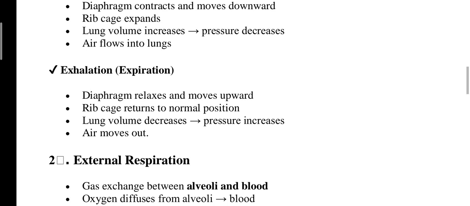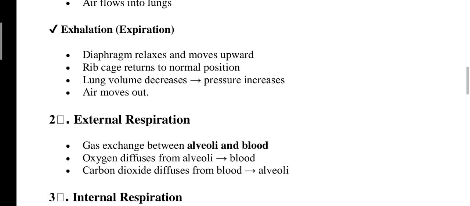In exhalation, or expiration, the air leaves out. The diaphragm relaxes and moves upward, the rib cage returns to its normal position, lung volume decreases, pressure increases, and air moves out.